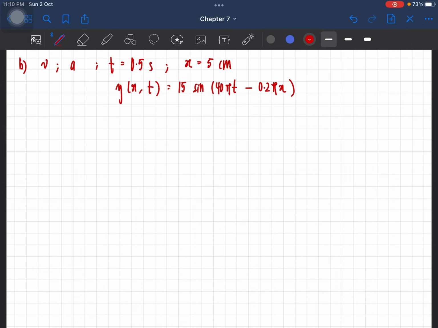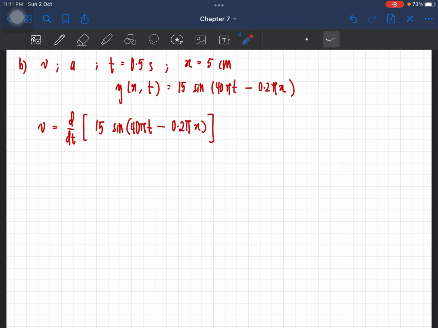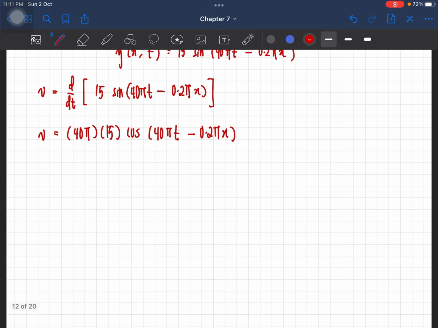Whenever the question asks you to determine the speed and acceleration, you must remember that you need to differentiate. So we differentiate with respect to time. Write sin(40 pi t minus 0.2 pi x) again. The difference here is that we only consider time, since it is with respect to t. So we focus on the part with t, and the x term is not included. You should remember this, it is differentiation.